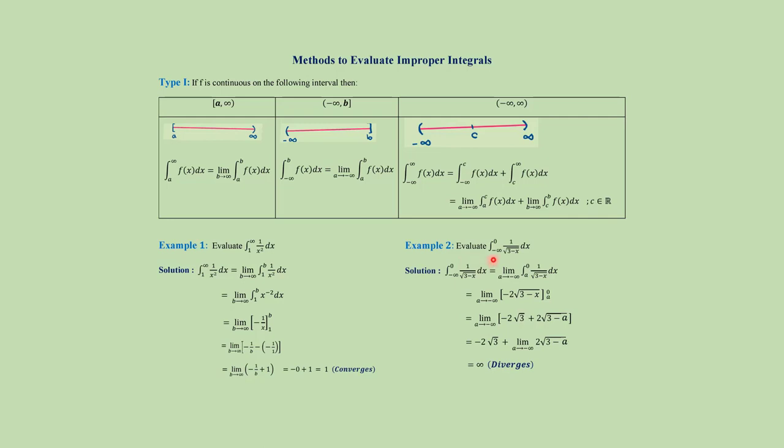In this example, the lower limit is negative infinity, so we replace this lower limit by a and write limit of a approaches negative infinity. After integrating, we got this line. Now, when a approaches negative infinity, this term approaches positive infinity. And it doesn't matter if we add any number to positive infinity, it will be positive infinity. Since positive infinity is not a finite number, this one diverges.